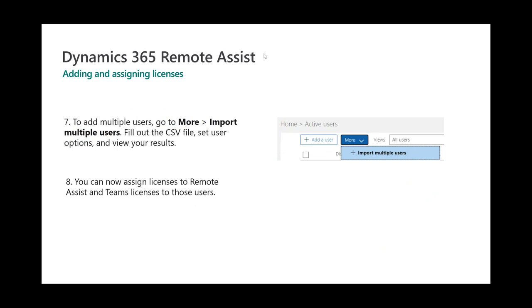Awesome. And so you're probably wondering, what if I have 25 users? This can be a really tedious task. So in the admin portal, there is an option to add multiple users. You can select the Import Multiple Users button, and you will find a CSV file where you can easily and quickly enter your users' names and email addresses. And then you can quickly and efficiently assign them Remote Assist and Microsoft Teams licenses.